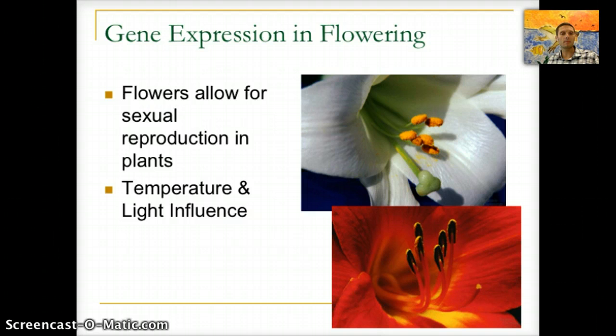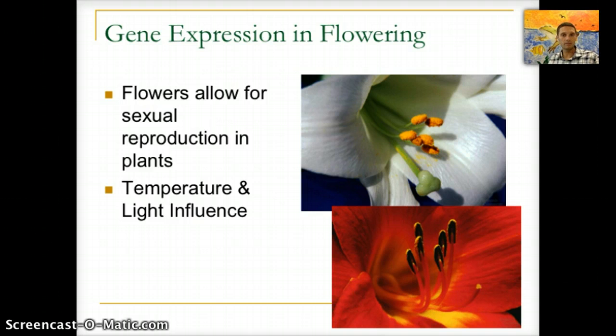But first, we need to talk about the ability of plants to flower, because flowers and the petals of flowers are one of the things that plants use in order to attract pollinators, as we'll see, in order to be able to reproduce sexually. And so there are some different mechanisms that help to control how plants flower and when they flower and open up to attract pollinators.